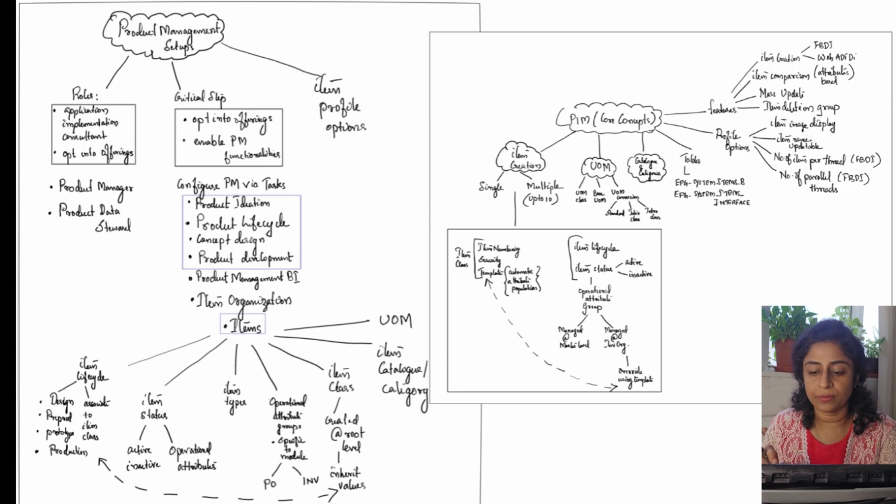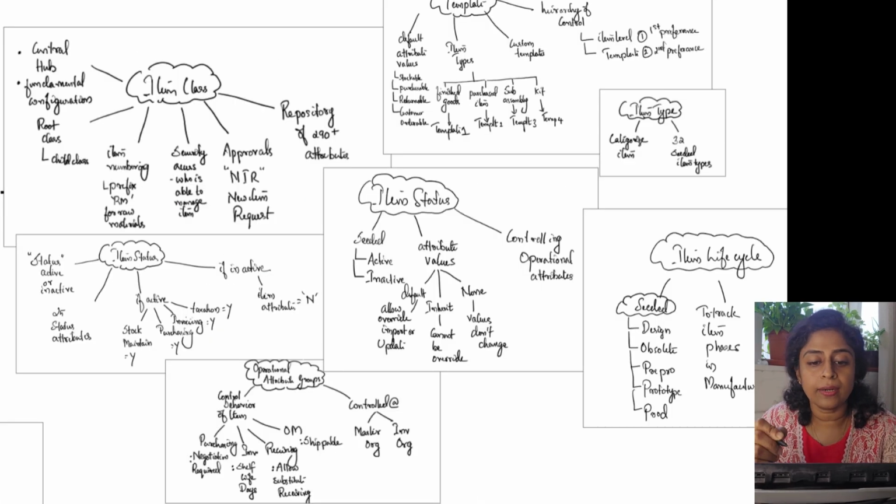Now let's see the interconnectedness of item classes, item statuses, lifecycle phases, and templates. When we set up and manage items in product management, there are 4 key configurations that work hand in hand. These are item classes, item statuses, lifecycle phases, and templates.